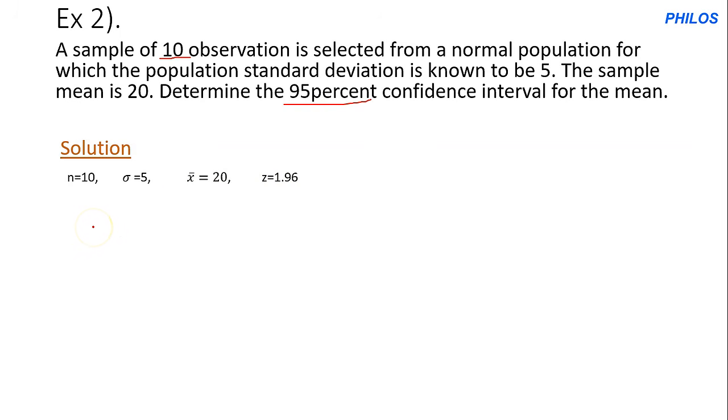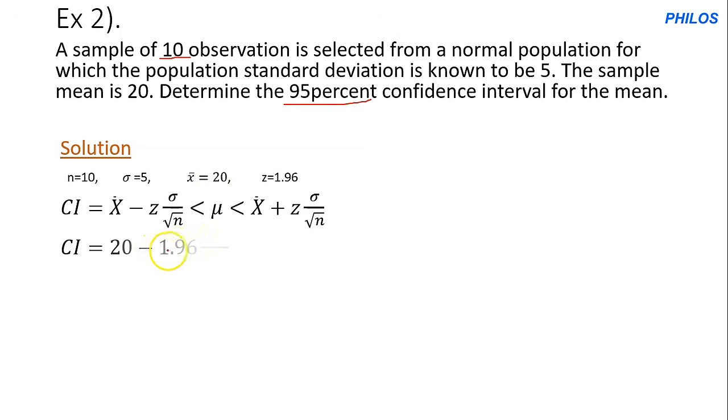So what's the formula for the confidence interval? It is x bar minus z multiplying standard deviation over root n less than mu less than x bar plus z multiplying standard deviation over root n. So let's substitute them into the formula. So we're going to have 20 minus 1.96 times 5 over root 10.